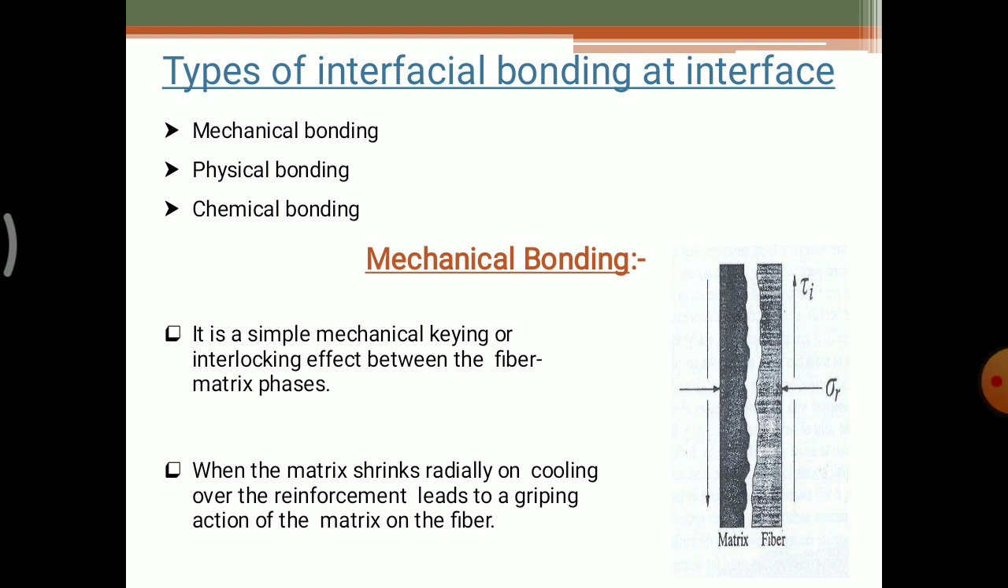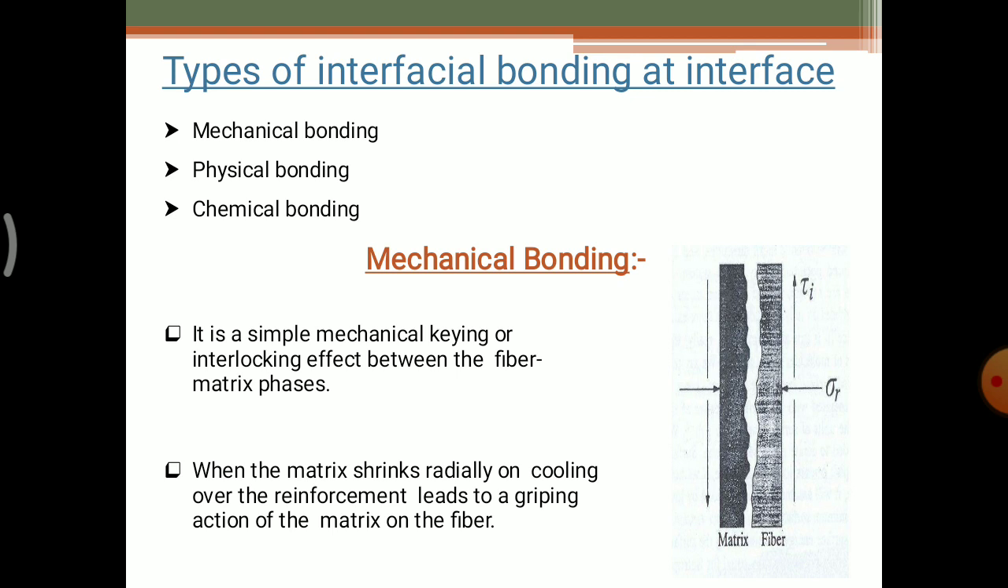Next one is the types of interfacial bonding at the interface. We have already seen the different types of failure at the interfacial bonding. Next we are going to define the classification of the interfacial bonding. There are mainly three types of bonding at the interface. First one is the mechanical bonding, second one is the physical bonding, and third one is the chemical bonding.